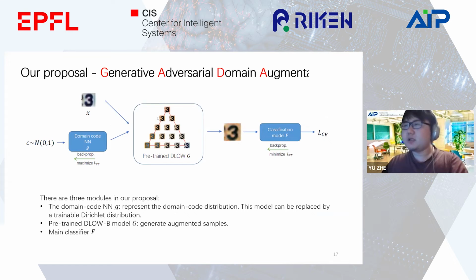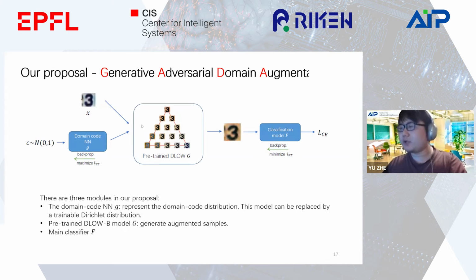Okay, so now I will introduce our main framework. With the above ideas, the generative models and the ways to represent the domain code distributions, we now propose our data augmentation method, the generative adversarial domain augmentation. Because we have two strategies to represent the domain code distributions, here I utilize one of them to give explanations.